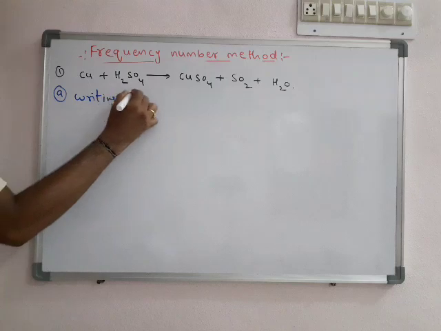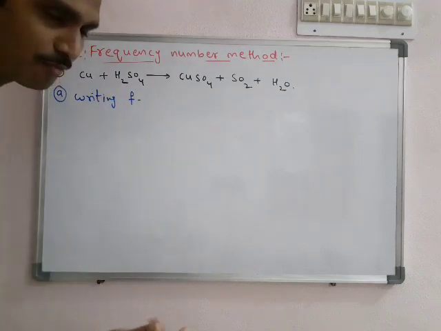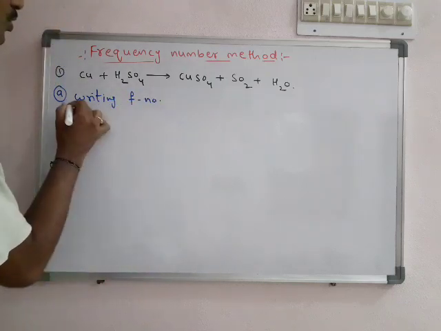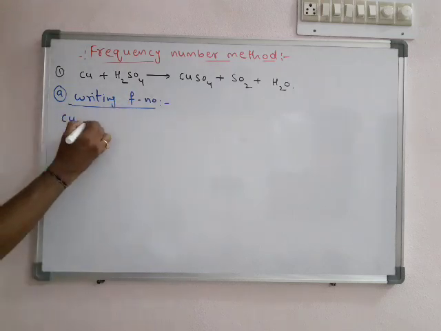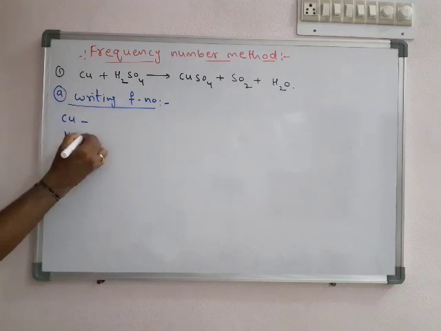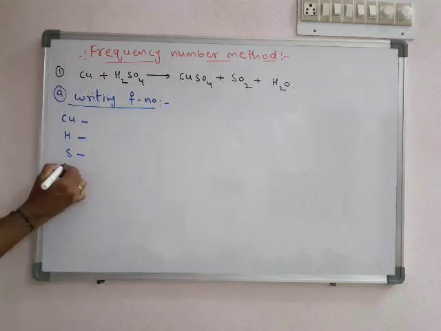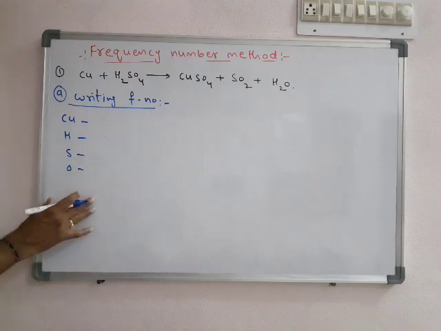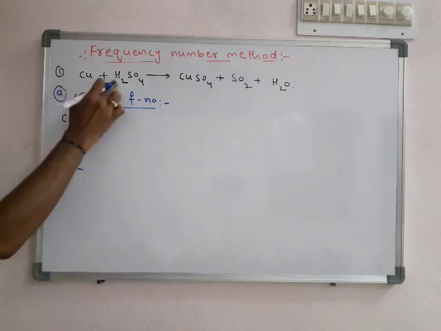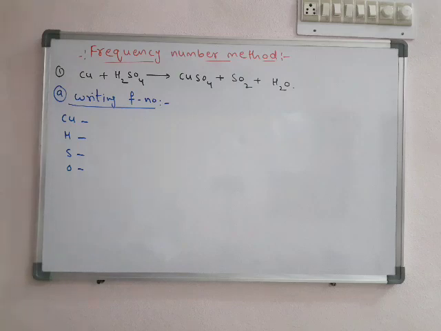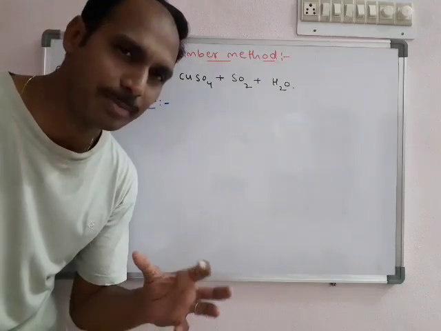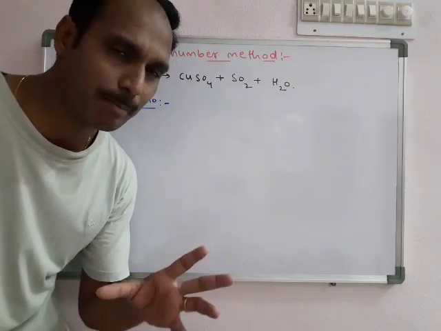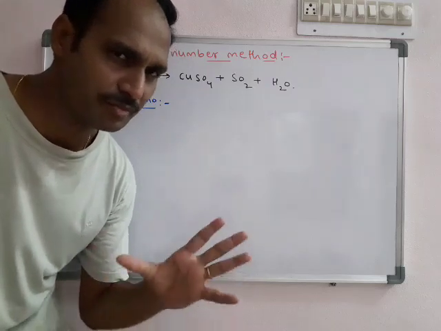Frequency number, in short form, we say F number. So writing frequency number of different elements. What elements are present? Copper, hydrogen, sulfur, oxygen. No other elements. Now write its frequency number. The number of places an element appears is called its frequency number.